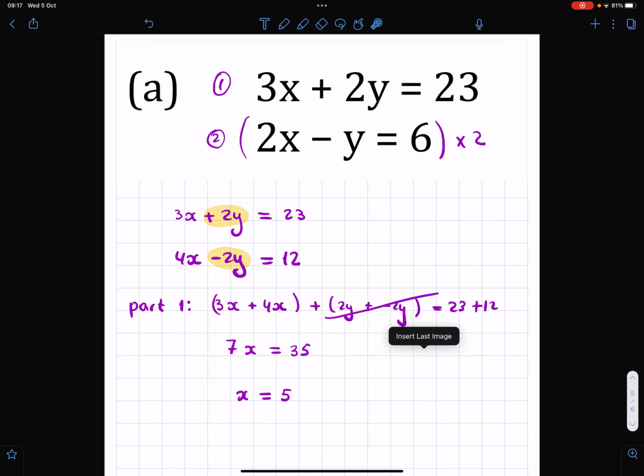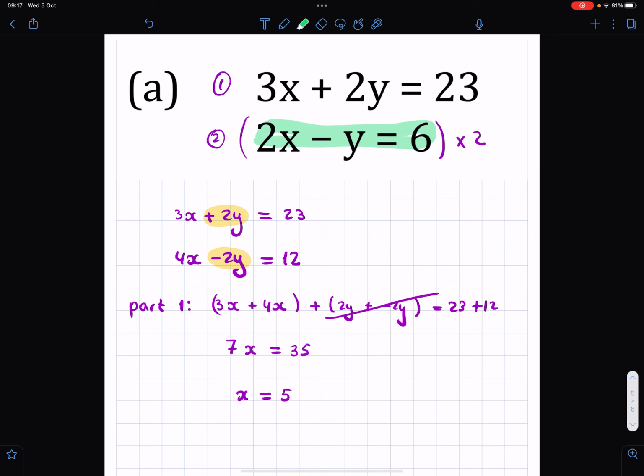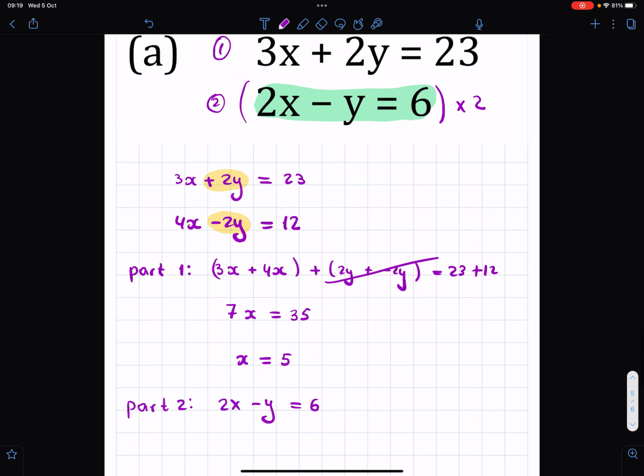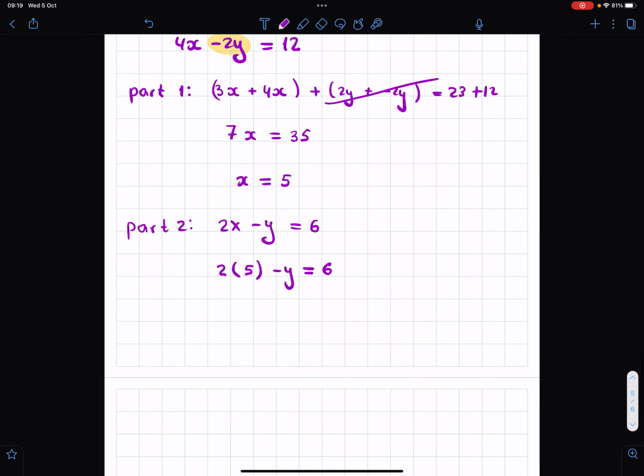Okay. So as I mentioned, I will just take this one because it has small numbers and is easy to do the substitution. So it's going to be part 2, which is 2x minus y equals 6. As you can see, I'm taking the original, given one, not the one that I multiplied by 2. So instead of x, I'm going to write down 5. Minus y equals 6. So that's going to give me 10 minus y equals 6, guys.